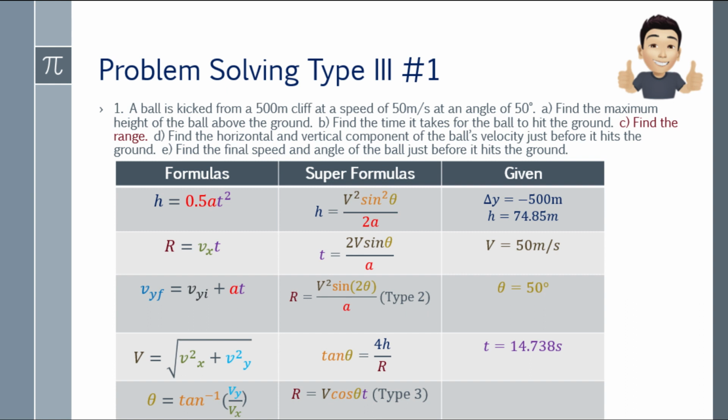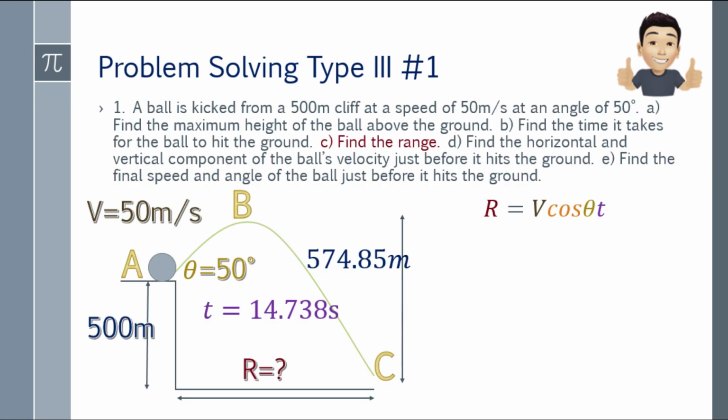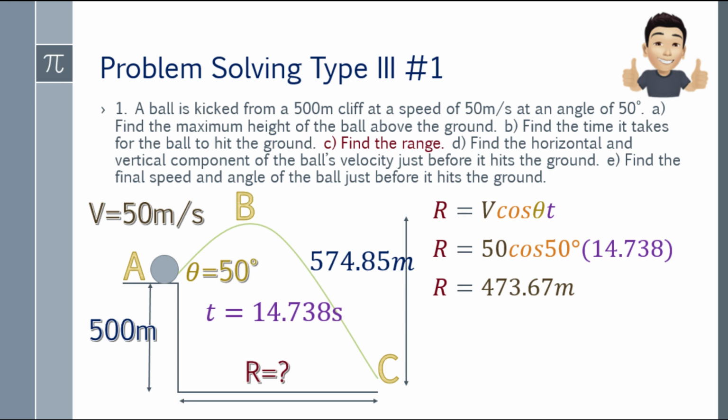So, what can I use here for the range? We have the super formula for type 3 range, that is, range is equal to V cosine theta times time. We cannot use the third part of the super formula because that's only for type 2. So R is equal to V cosine theta times time. R is equal to 50 times cosine 50 degrees times 14.738. And the range will be 473.67 meters. It's a reasonable answer.